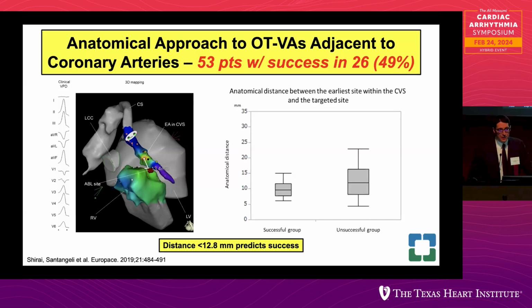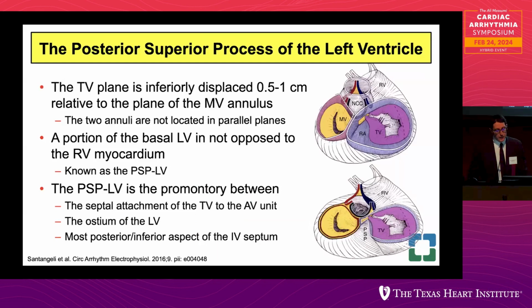It has to be ideally less than 10 millimeters. When we ran the ROC analysis, it was less than 12.8 millimeters. But most patients, again, were within 1 centimeter from the earliest site. And again, the success rate with this, when you also include the epicardial cases, was about 50%. Switching gears now to the inferior septum.